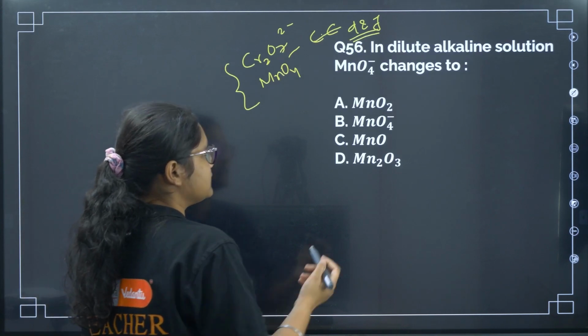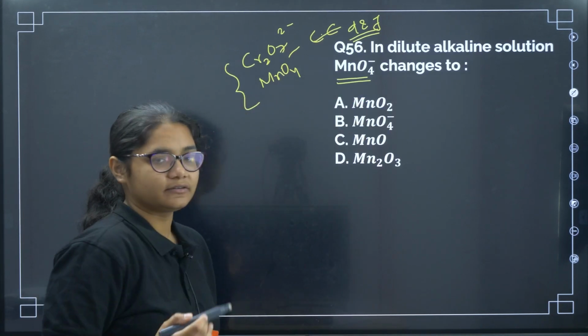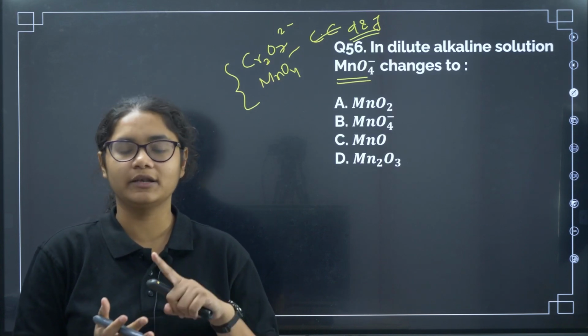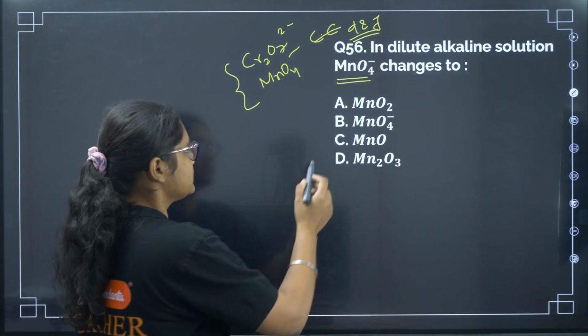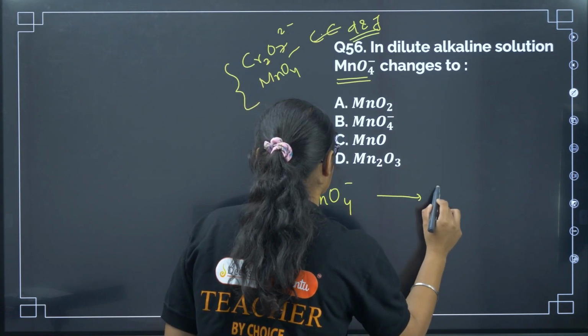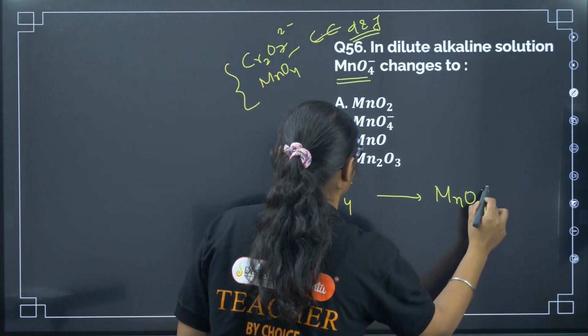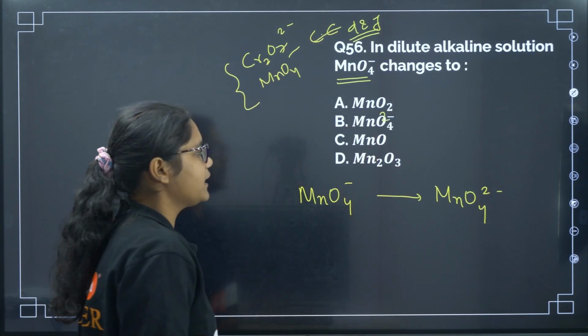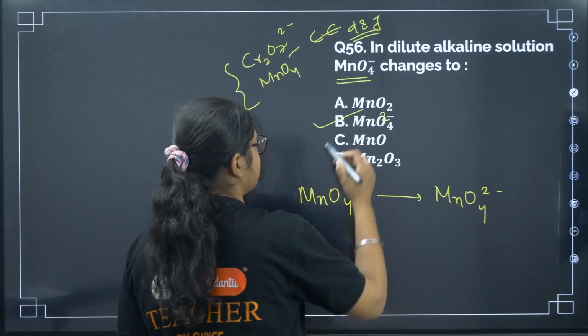Next, in dilute alkaline solution, you know MnO4 minus reacts differently in 3 different media: alkaline, neutral, and acidic medium. So in this one, MnO4 minus in alkaline medium gets converted to MnO4 2 minus. Okay, so here it is 2 minus. The correct answer for this question will be option number B.